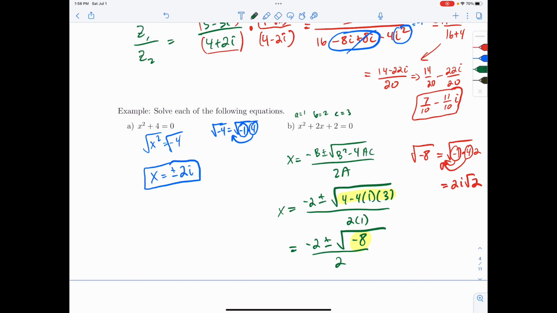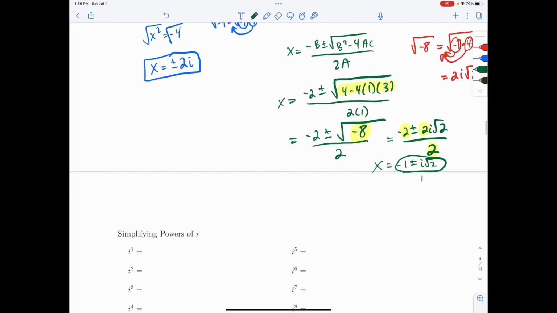So putting that back into the quadratic formula, you have negative 2 plus or minus 2i square root 2, divided by 2. And then each of these 2's here I can factor out, so I can divide each of those by 2. So I get negative 1 plus or minus i square root 2. I can write this over 1, but I don't have to. So that is what x is going to equal for that quadratic equation.